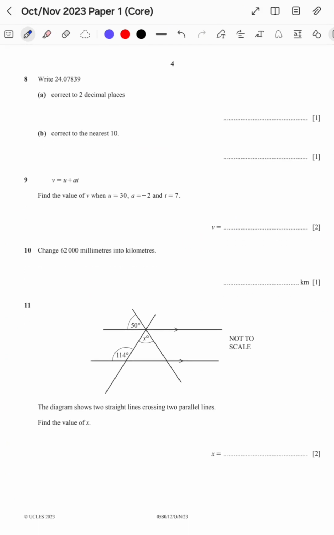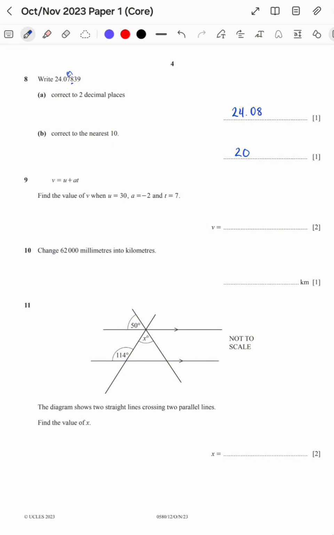Write 24.07839 correct to 2 decimal places. So that's 24 point, you see here 0 and 7, and the decider is an 8. So we have to add 1 to your last digit. So this is going to be 24.08. Correct to the nearest 10. So that's the nearest 10. 4 is your decider. So we make it 20.